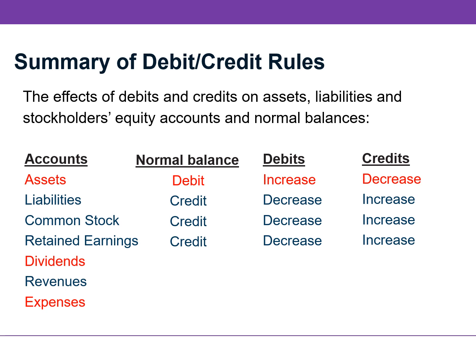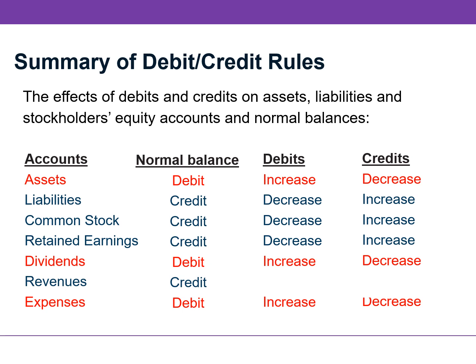Dividends and expenses have a normal balance of a debit. This means that debits will increase these accounts and credits will reduce them. Whereas revenue, the normal balance will be a credit, which means credits will increase these accounts and debits will decrease.